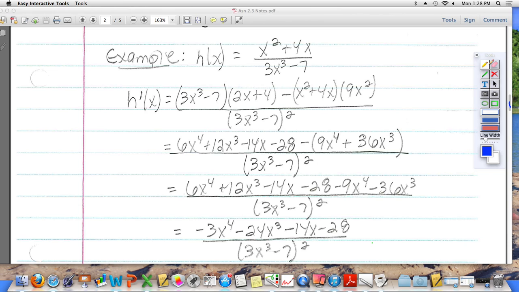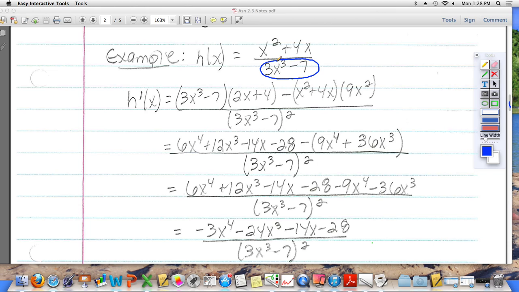Alright, so if h of x is equal to x squared plus 4x over 3x cubed minus 7, this is what the rule says. First of all, the easiest part is just taking the denominator, 3x to the third power minus 7, putting it on the bottom and squaring it. You don't actually have to square it, just write it as though you would square it. You guys are used to doing that.